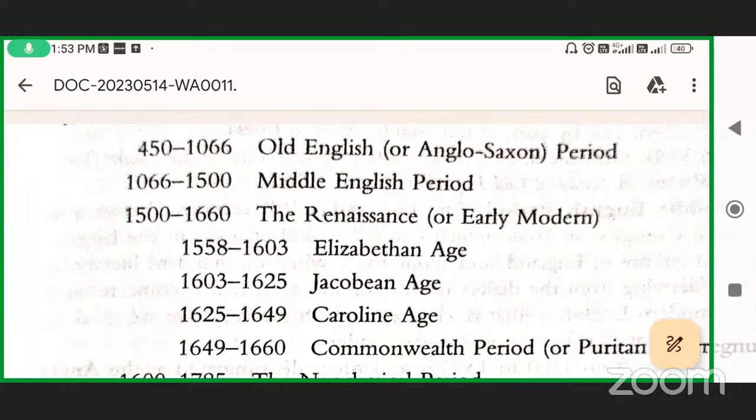What is exactly Chaucer? Age of Chaucer means Chaucer is the name of a great poet of the old Middle English period. That's why this name is being given after him. Okay, so we are going to talk about that also.